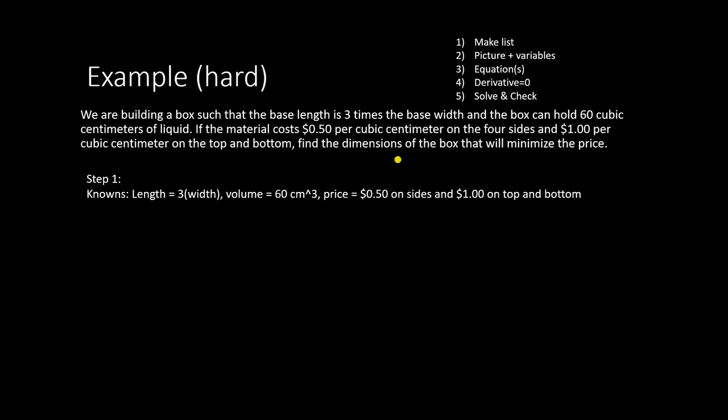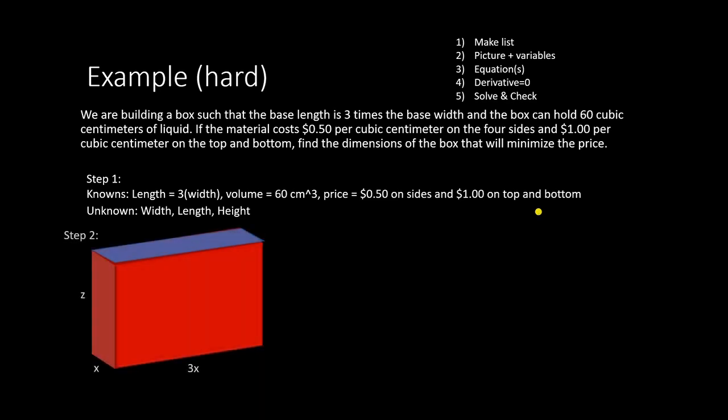Okay, so we know that the length is 3 times the width, the volume of the box is 60 cubic centimeters, and the price is 50 cents on the sides and $1 on the top and the bottom. Our unknowns are the dimensions of the box, so the width, length, and height. Now, let's draw a picture to represent this.